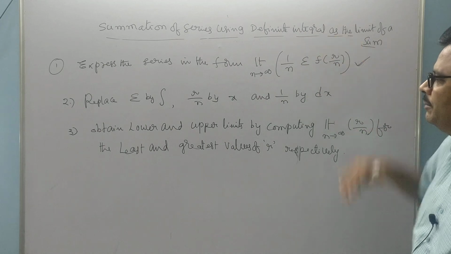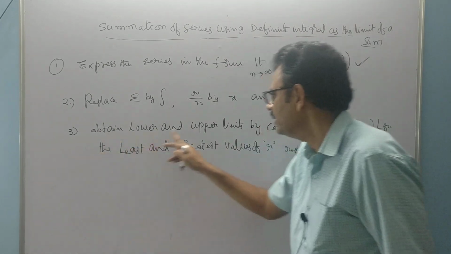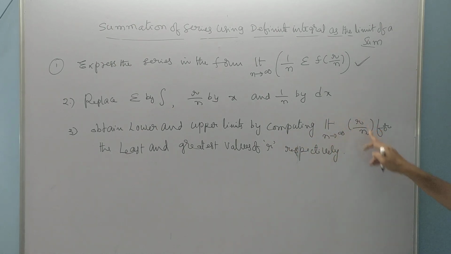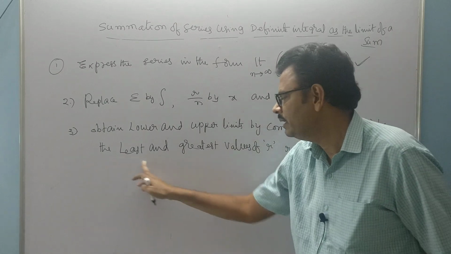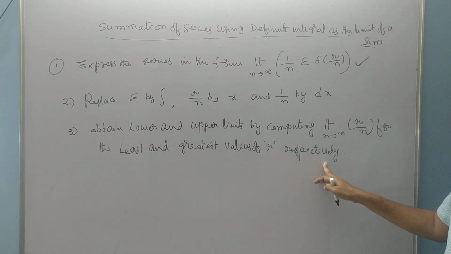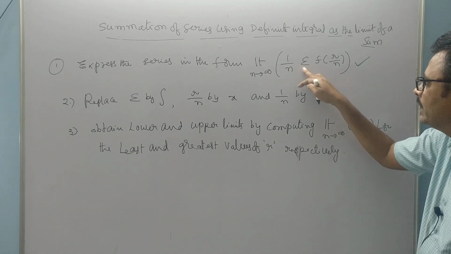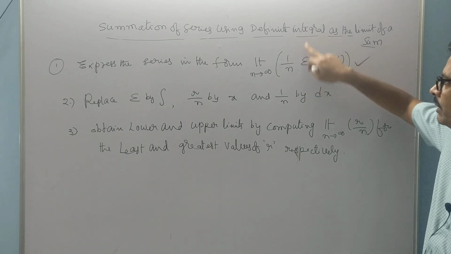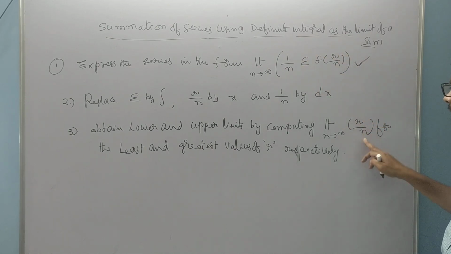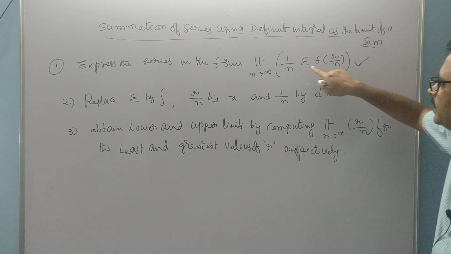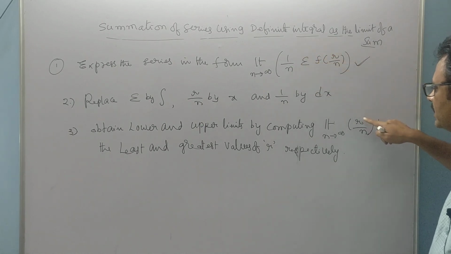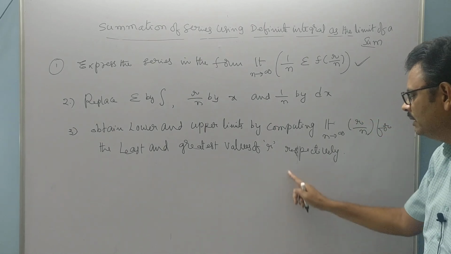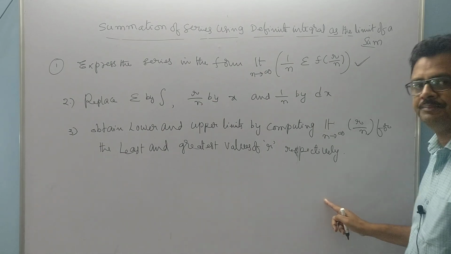Now how to find the limits? Obtain lower and upper limits by computing limit of n tends to infinity r by n for the least and the greatest values of r respectively. That means, if sigma is written with r equal to 0 to n, what is r at 0? In r by n, 0 by n gives 0, which is the lower limit. If it is n, in place of r you write n by n, the value is 1. So that becomes integral 0 to 1 of some function.